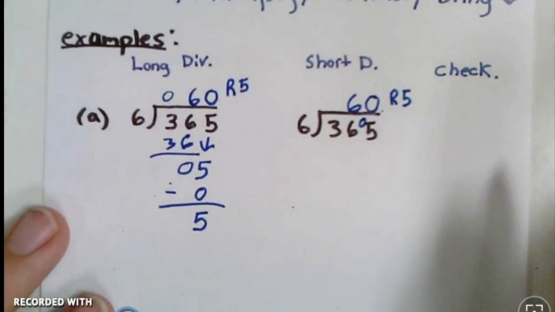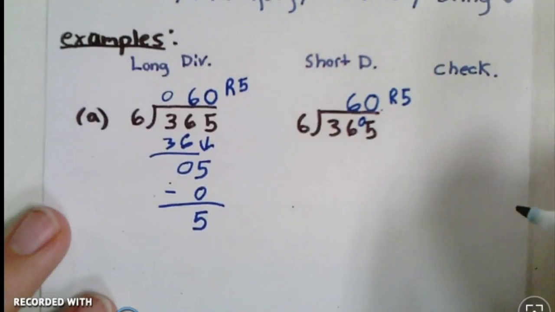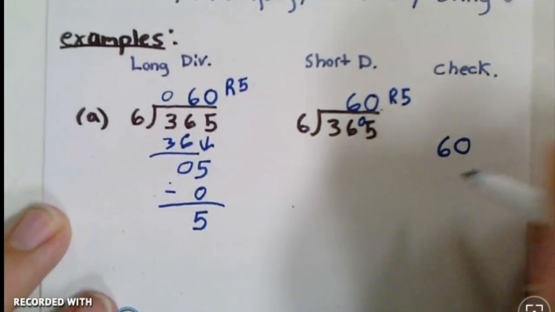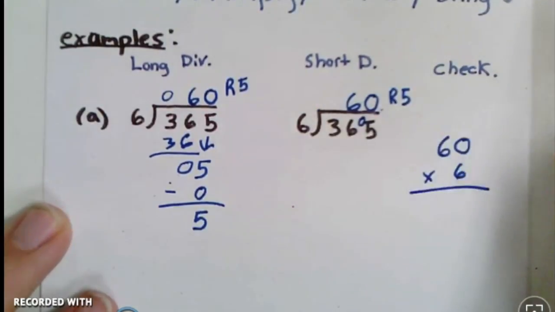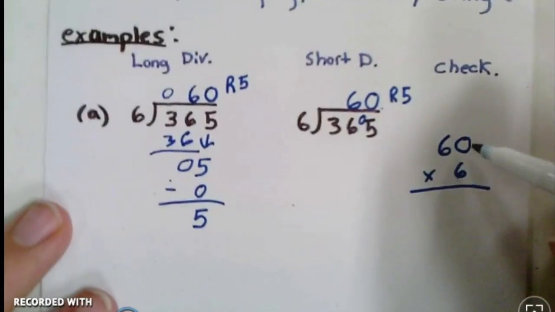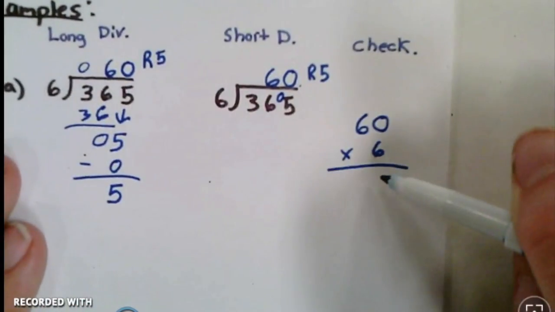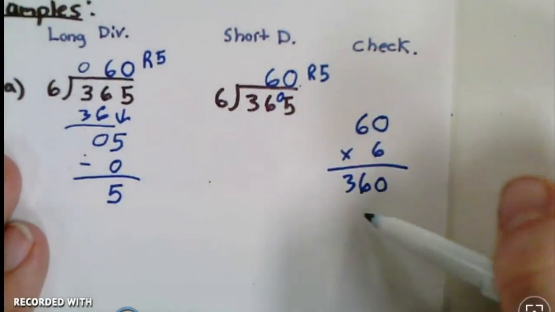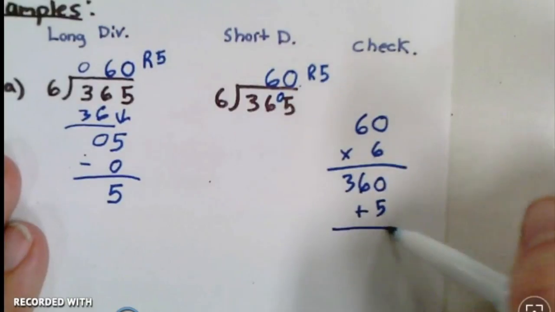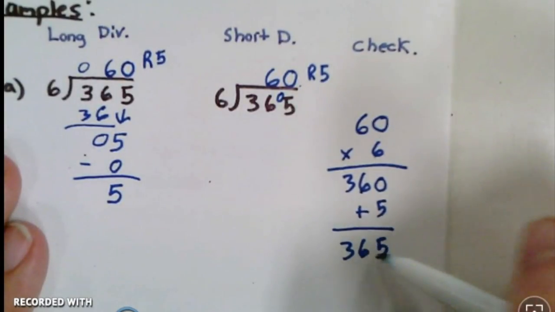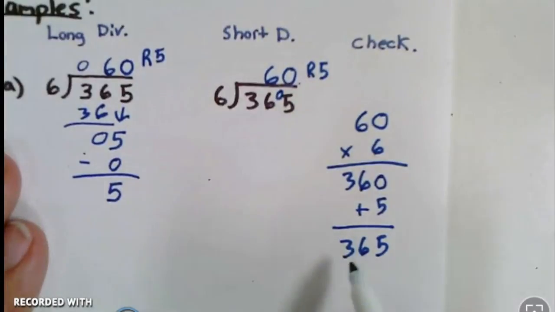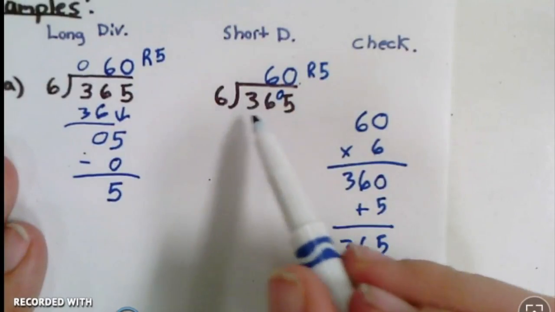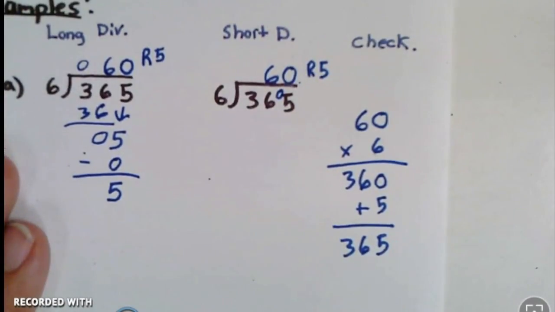All right, what about if I check my answer now? So the way that I would want to check my answer would be to do 60 times 6, and then at the end I want to add in my remainder. So 0 times 6 is 0. 6 times 6 is 36. And then I would want to add my remainder of 5, and I would get 365. So is that what we started with? Yes. So I know that that was right. If I had an answer of 6 here, because I forgot to add in my 0, I would know that my answer was not correct when I checked it.